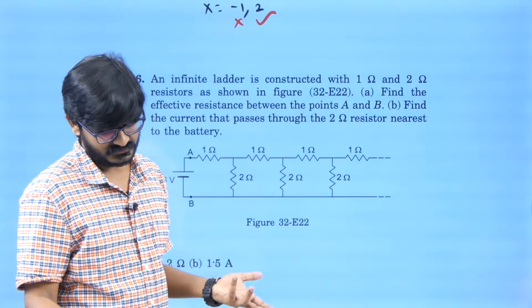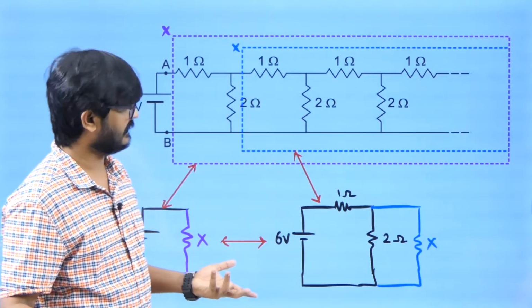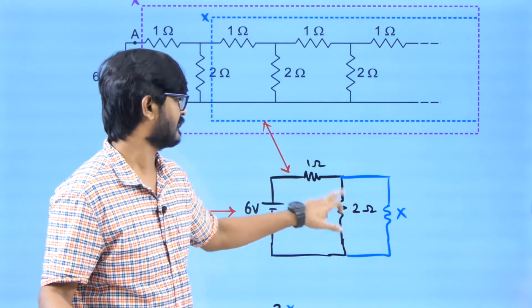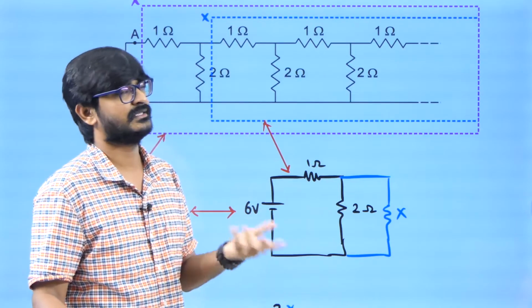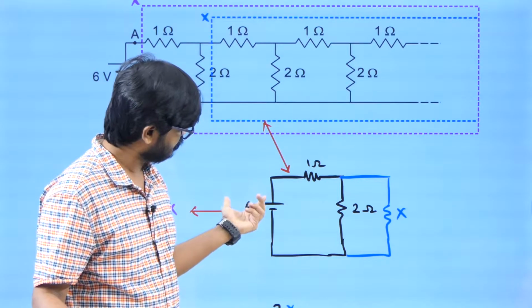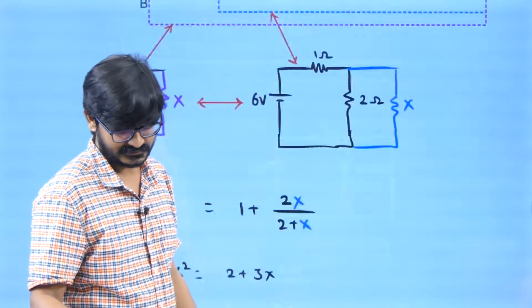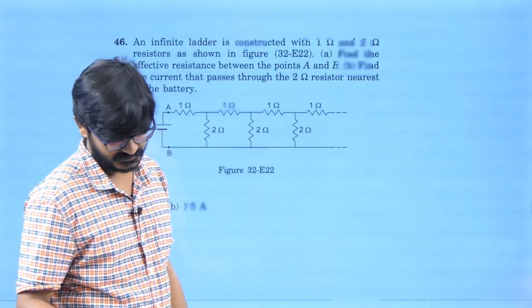And what they are asking is, find the current that passes through the 2 ohm also, which is closer. So that you can see here. X we got how much? X we got 2. So 2 and 2, 1. 1 and 1, 2. So 6 and 2 ohm. So 3 ampere, right? 3 ampere. So out of 3 ampere, it will split into 2 equal parts because these two are equal resistors. So 1.5 ampere, right? Anyway, so we will be going for the next question.